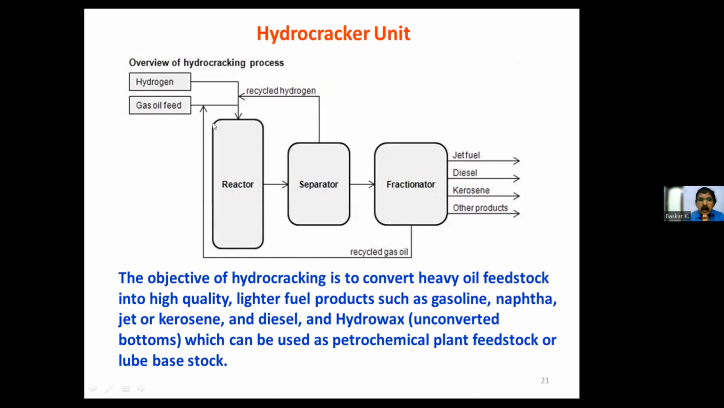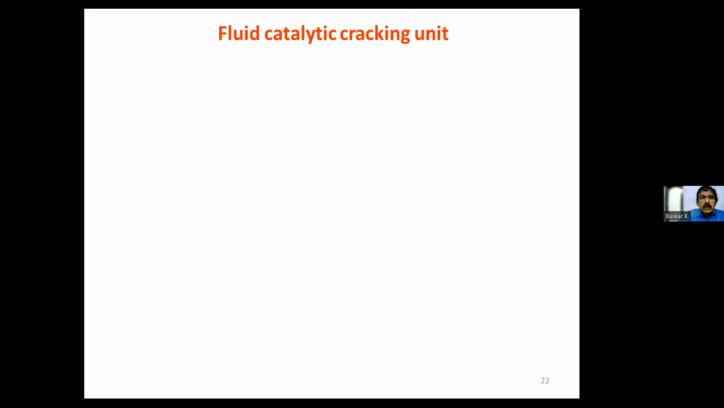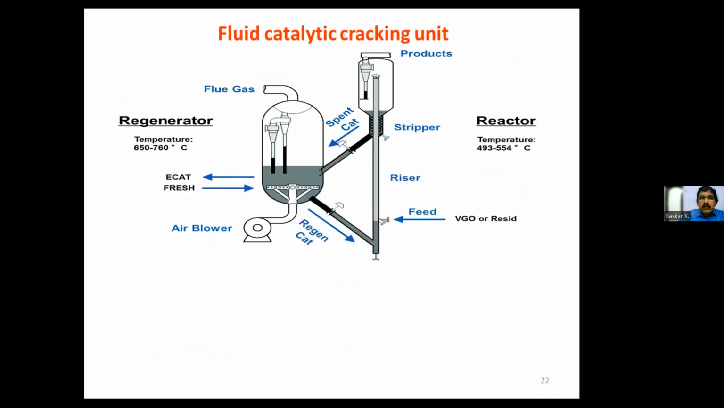High quality, lighter fuel products such as gasoline, naphtha, and jet kerosene. And sometimes nowadays we are using this system for lube production also. So this is about the hydrocracker unit. And then we have a fluidized catalytic cracker unit.